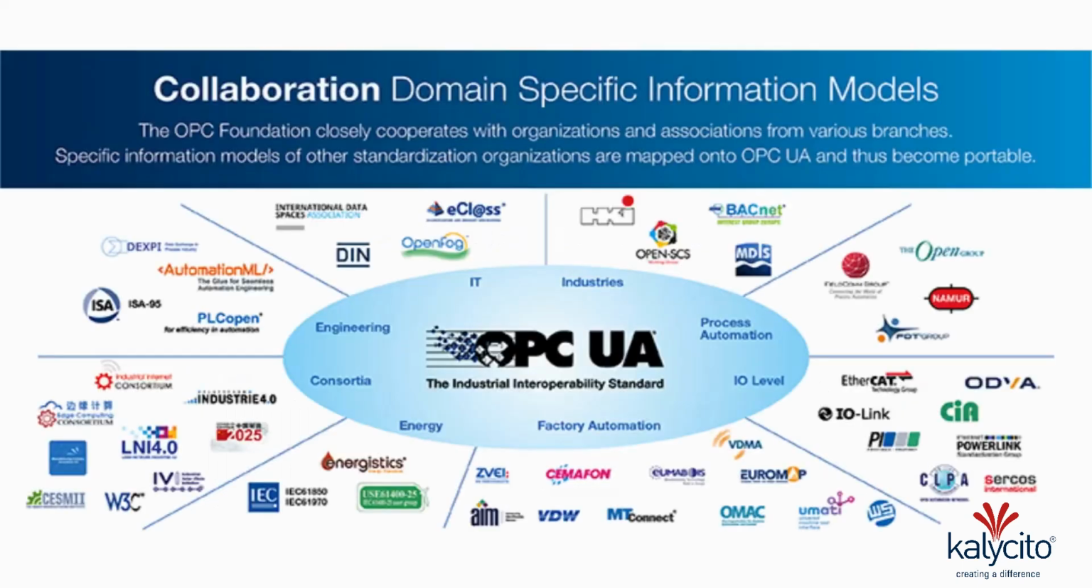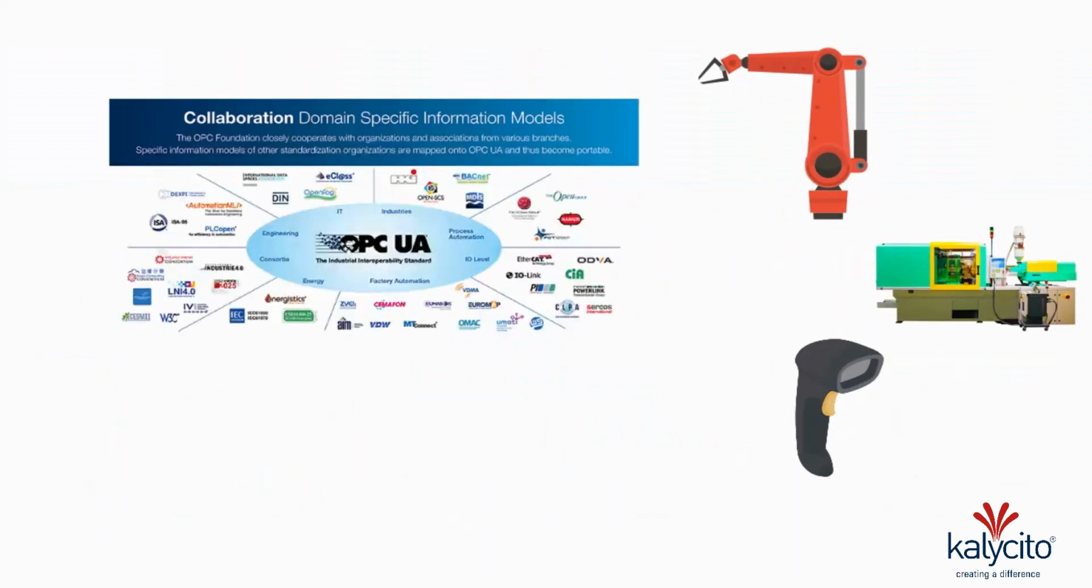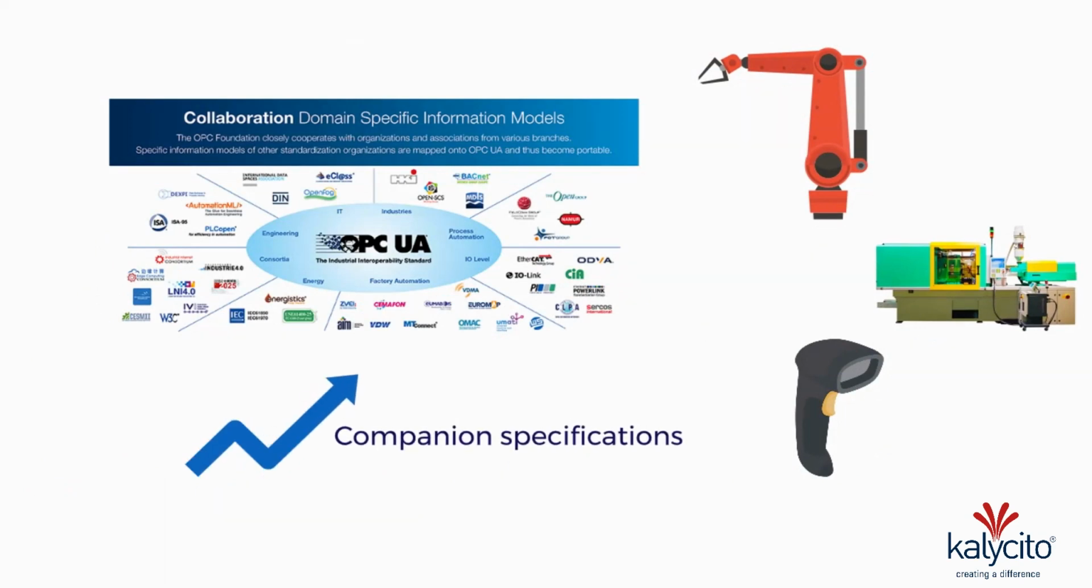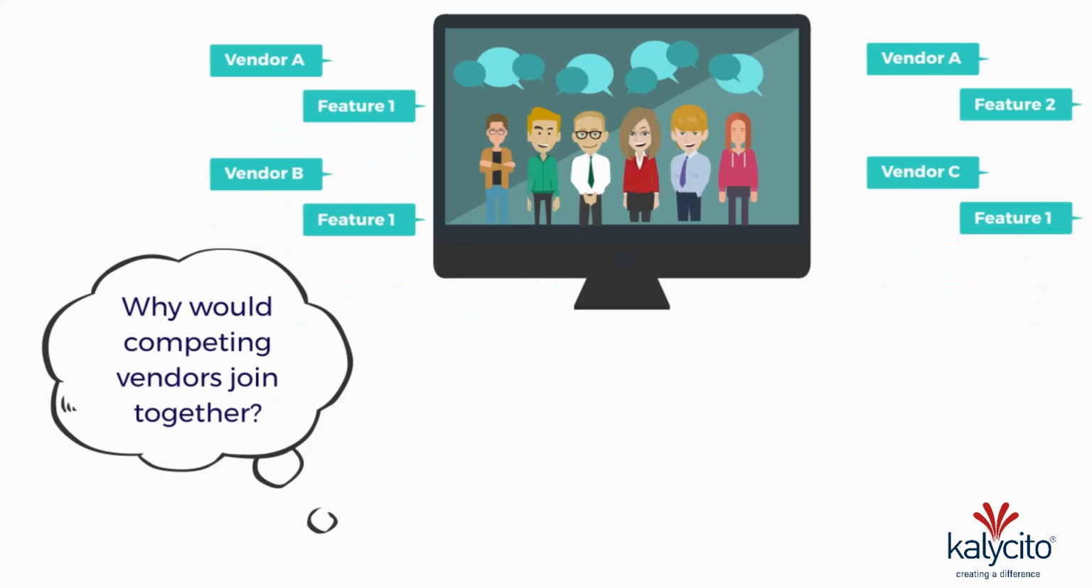As you can see, a number of companion specifications have already been created for industries such as CNC machine tools, plastics and rubber processing machinery, packaging machinery, oil and gas, industrial kitchen equipment, etc., among others. If your device or machine is a part of these industries, you may be able to save yourself a lot of effort by leveraging the companion specifications that have already been created. This brings us to the question, why would competing vendors in an industry join together to create companion specifications?